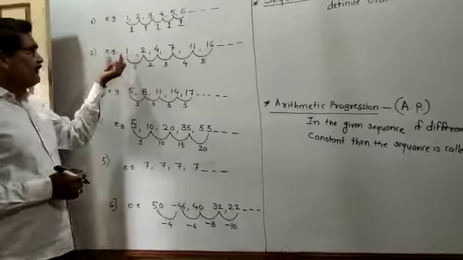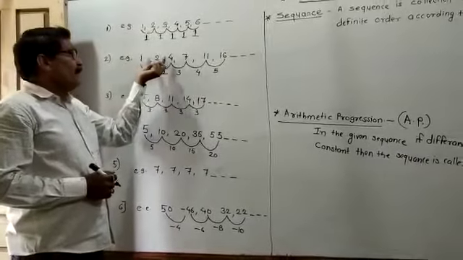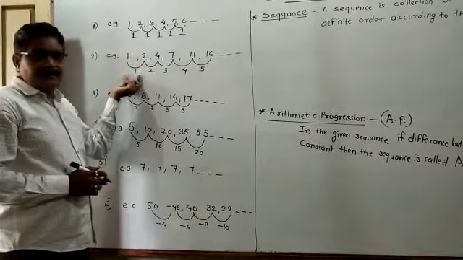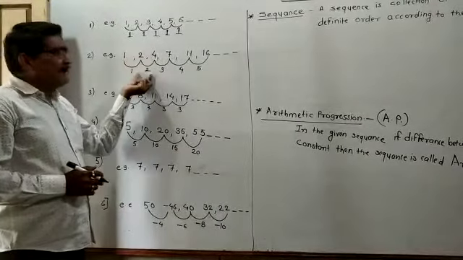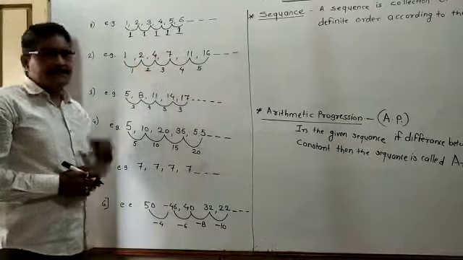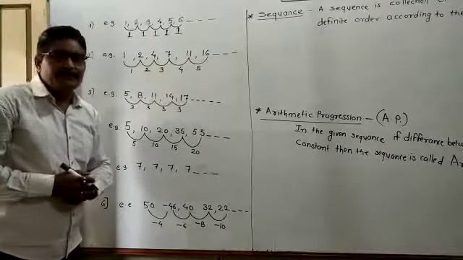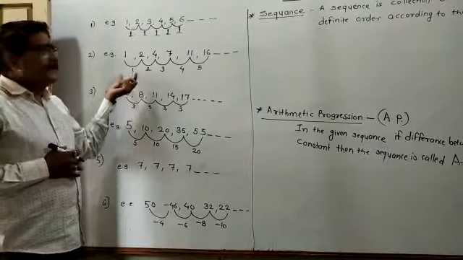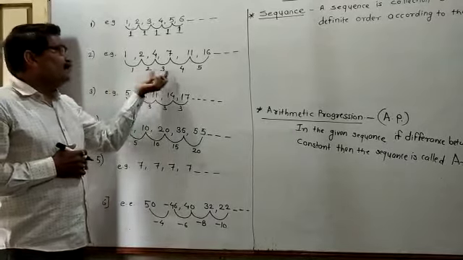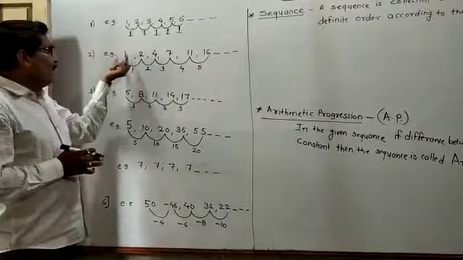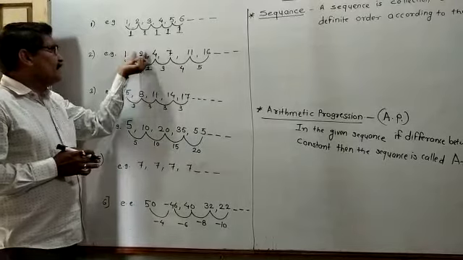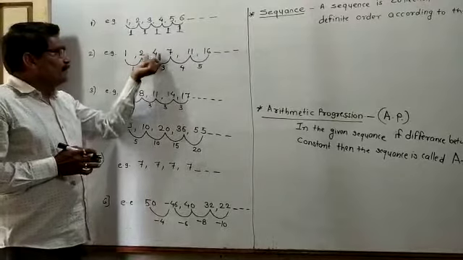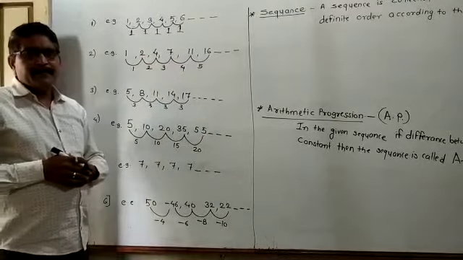But observe this sequence. Here after 1, 2, after that 4, 7, 11 and 16. The next number is greater than the previous number by 1, then by 2, then by 3, then by 4. This series is increasing in the order 1, 2, 3, 4 and 5. If you add 1 to the previous number 1, 2 will come. If you add 2, 4 will come. If you add 3, 7 will come.